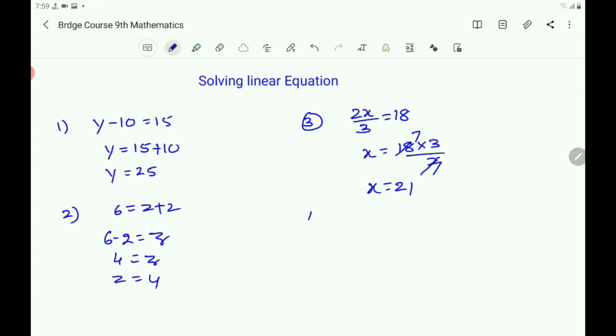Now let us take one more example, the fourth one. You take t by 5 equals 10. Here again you have to transfer 5 to the RHS. Then it becomes t equals 10 into 5. So you get t equals 10 5s are 50. In this way, by transferring the needed terms and coefficients to the other side, you can get the value of the variable in the given linear equation.